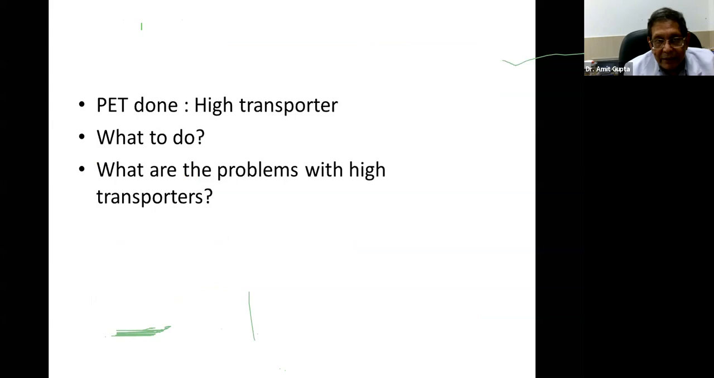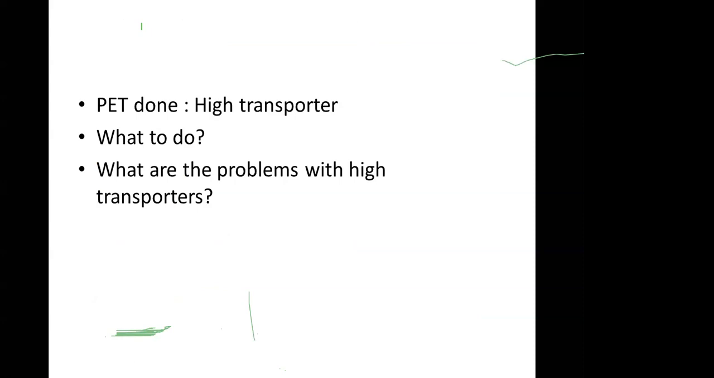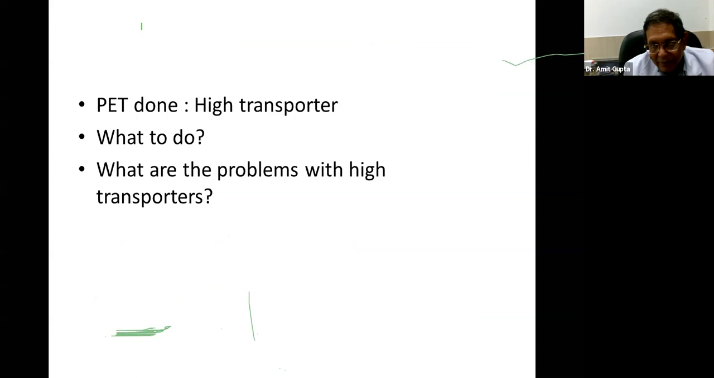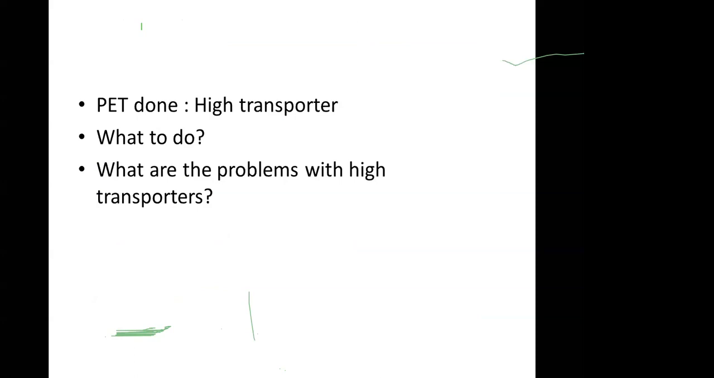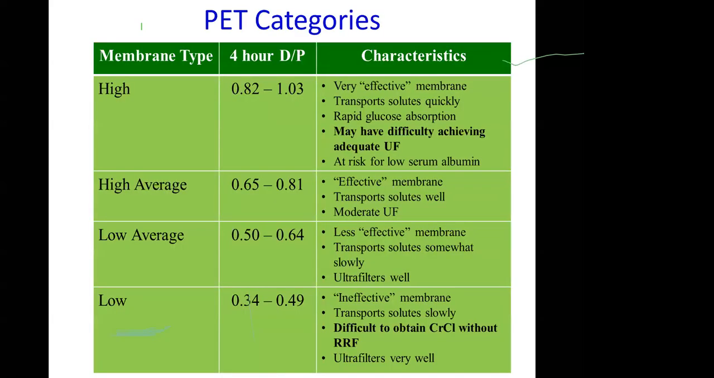So in this patient, we did a PET again, and it was found to be a high transporter. So what should we do? And what are the problems that you would have in a patient who is a high transporter? Anyone? Yes, sir. Patients with high transporters, their ultrafiltration is low because they achieve it very early. Very good. If we keep the dwell volume for a longer time, as you have already shown us by the graph, later on the ultrafiltration volume drops, and along with that the clearance also drops. Very good. Excellent. Best way is to do APD for this patient.